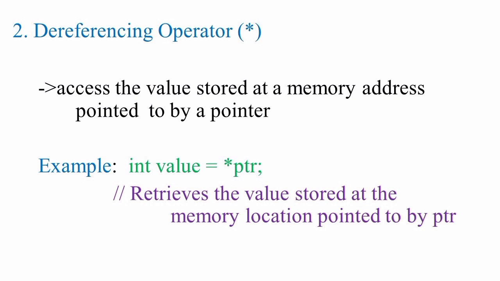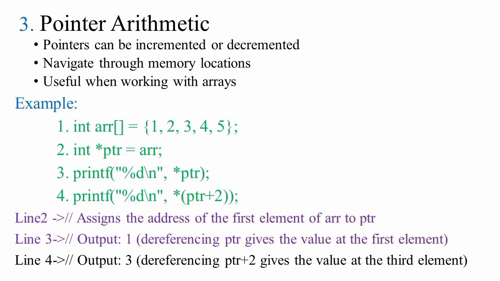Next, dereferencing operator. The dereferencing operator is used to access the value stored at a memory address pointed to by a pointer. In this example, it gives the value stored at the memory location pointed to by the pointer.